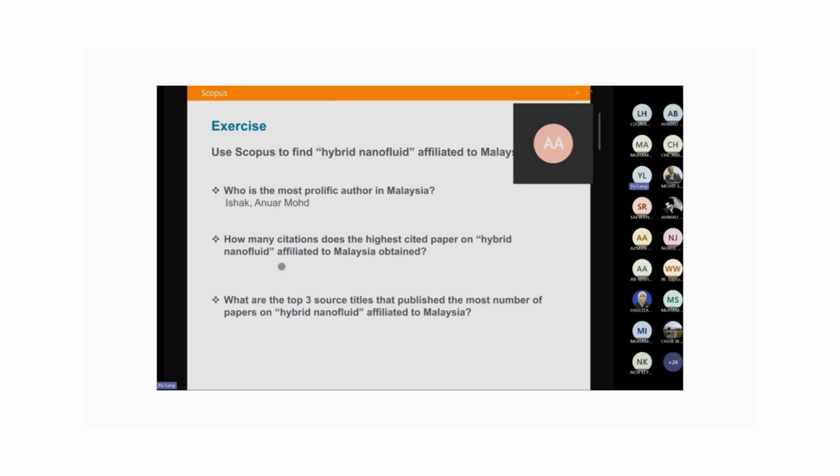Then you need to use the sorting to sort your results. Then you will get to know the most cited paper, and how many citations that particular paper obtained. And also, again, you can refer to the analyze results by source. You go to the source category, then you get to know the top 3 sources that publish the most number of papers for these particular results.